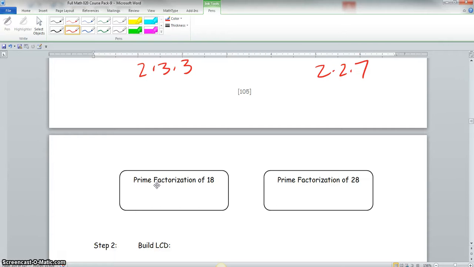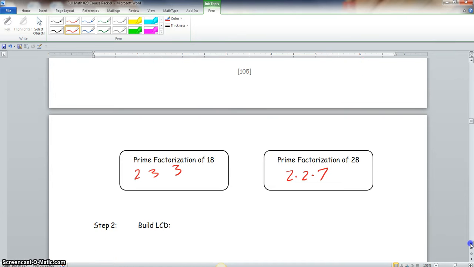Now, our prime factorization of 18, we know, is 2 times 3 times 3. So, we will put that here, 2 times 3 times 3. Now the prime factorization of 28 was 2 times 2 times 7.